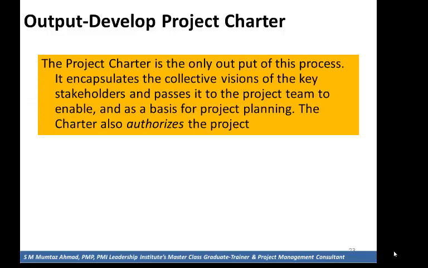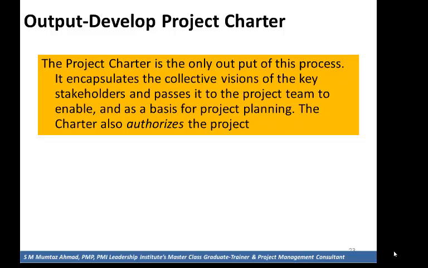The project charter is the only output of this process. It encapsulates the collective vision of the key stakeholders and passes it to the project team to enable them to refer to it while planning. The charter also authorizes the project. It is recommended that a project manager be identified as early as possible, preferably while the project charter is being prepared and always prior to the start of the planning.